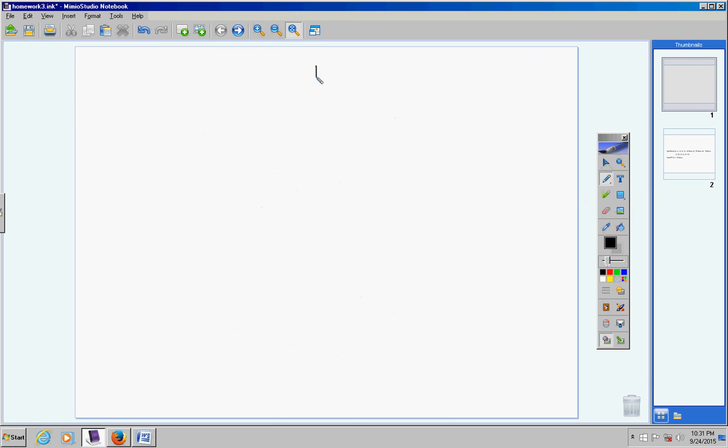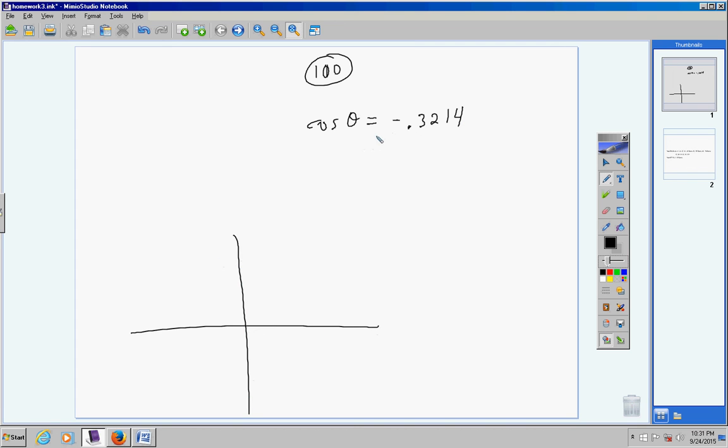Alright, one more problem on this page, number 100, and it is cosine of theta equals negative 0.3214. Now, remember students, forget the negative sign. Establish your quadrants and forget the negative sign. Cosine is negative here. Cosine is negative here. There. Forget the negative sign now.